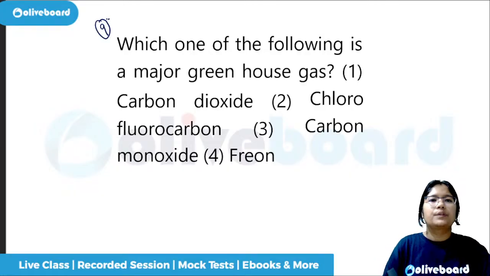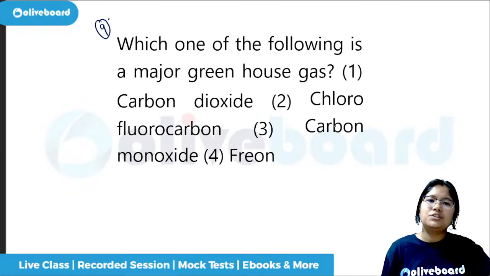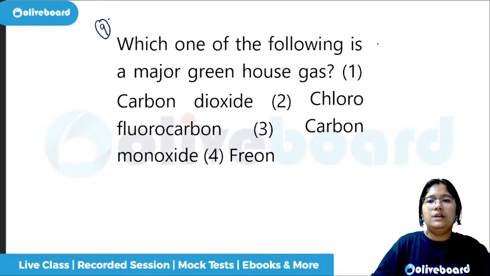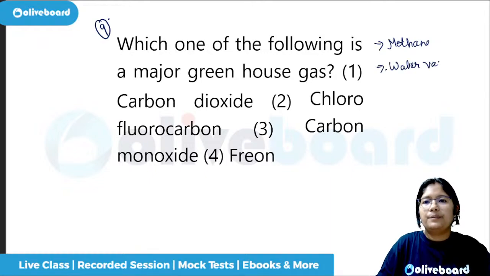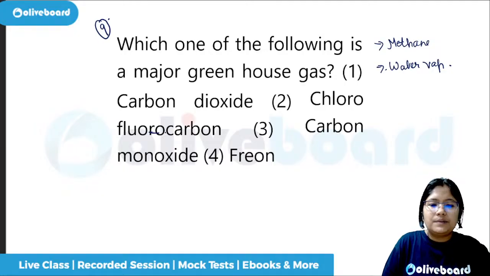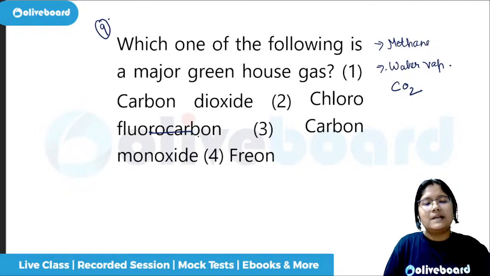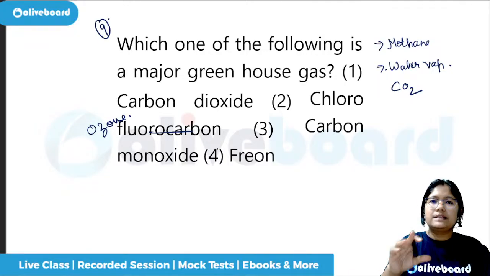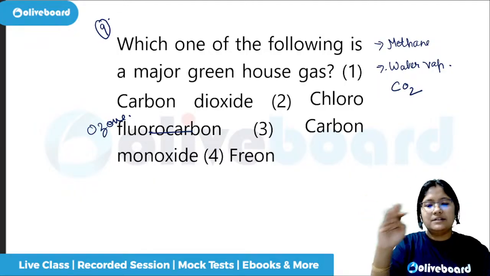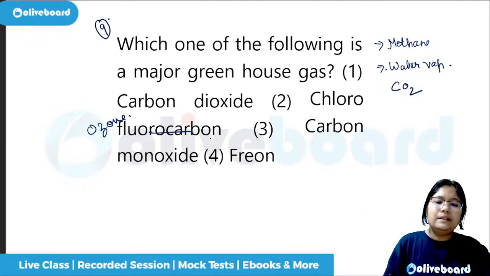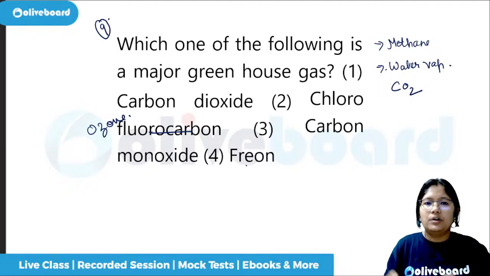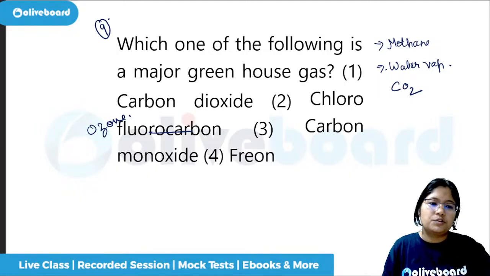Question number 9. Which one of the following is a major greenhouse gas? Now we know that the greenhouse gases are methane, then you have water vapor, and what are the options? Carbon dioxide. Yes, carbon dioxide is also a greenhouse gas. Chlorofluorocarbons, that is different. That is with respect to the ozone layer depletion. There is the hole in the ozone layer in the Arctic region also. So that is because of this one. And then carbon monoxide and freon, these are also in the options. So which will be the best option?